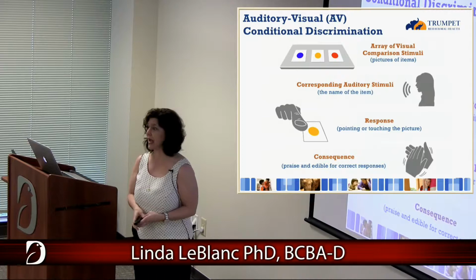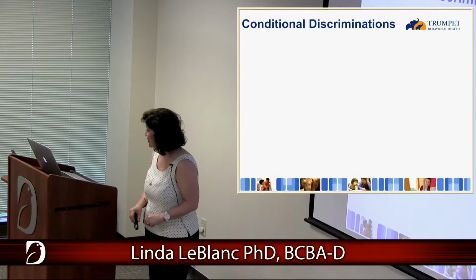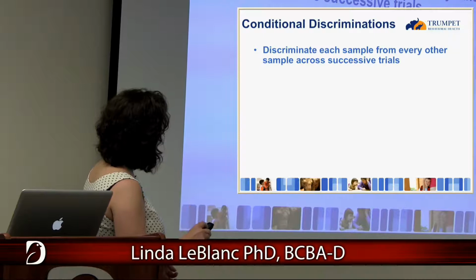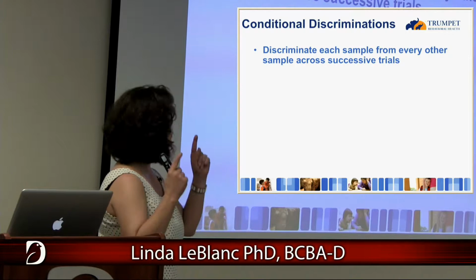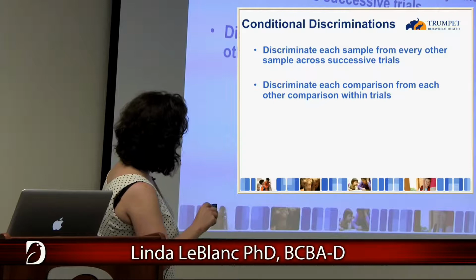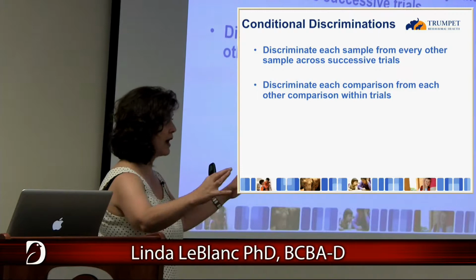Okay, so let's talk a little bit more about conditional discriminations. As I said, they're more complicated. So when you are doing conditional discrimination training, the learner essentially has to discriminate each sample, that's the one at the top or the thing that you are saying, from every other sample across trials. This one at the top versus next trial, a different one is at the top or is said. They also have to discriminate each comparison from each other comparison within the trials. That's all the ones at the bottom.